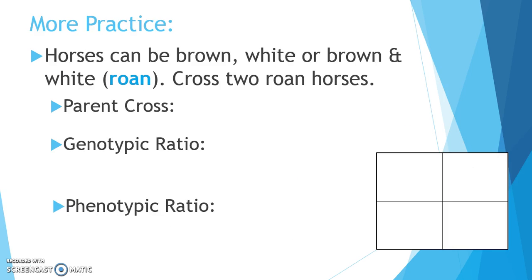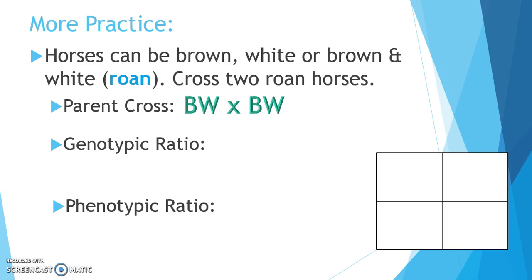Let's do another problem, okay? So horses can be brown, white, or brown and white, which is also known as roan. In this problem, we want to cross 2 roan horses. Since a roan horse is brown and white, it's going to be a heterozygous individual. 2 of them, BW, BW.